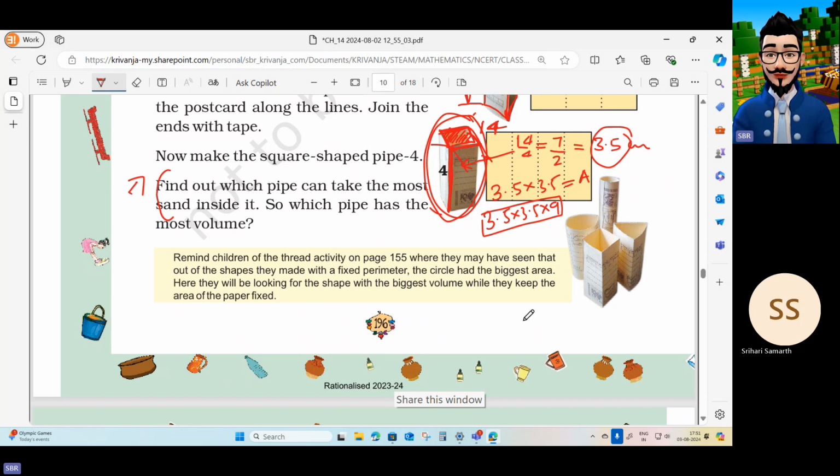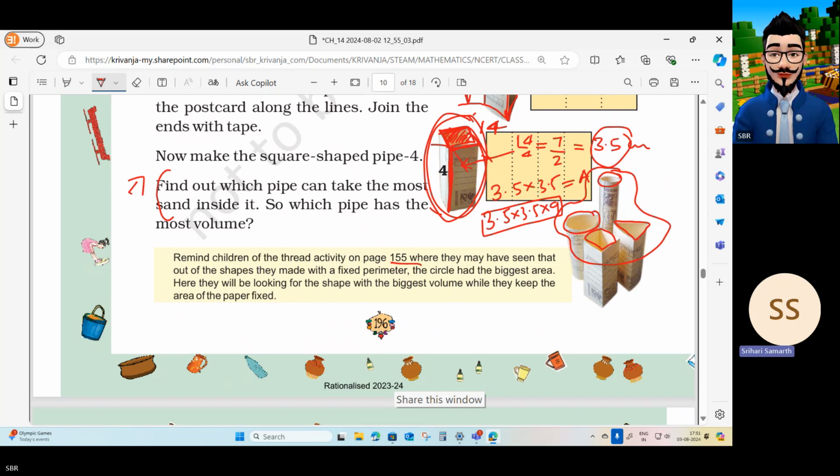Remind children of the thread activity on page 155 where they may have seen that out of the shapes they made with a fixed perimeter, the circle has the biggest area. Okay, remember this one. For a given perimeter, for all these shapes, the top edge had the same perimeter, right? How much was the perimeter for all these shapes?